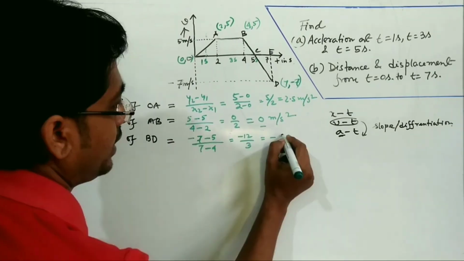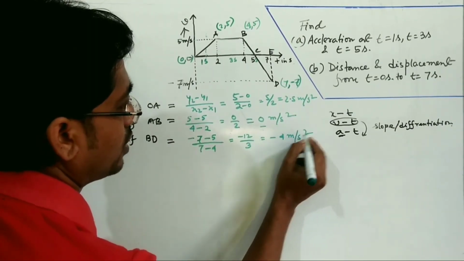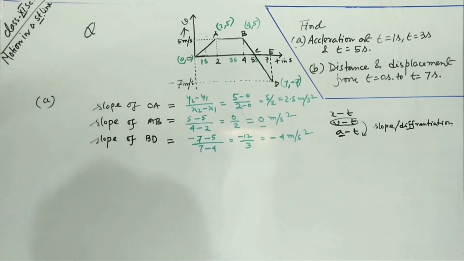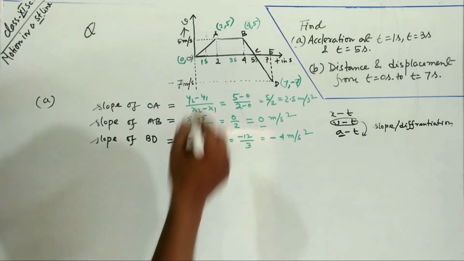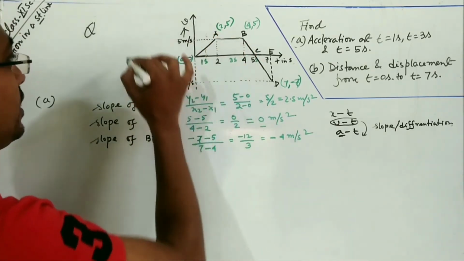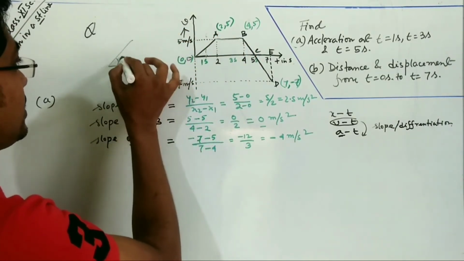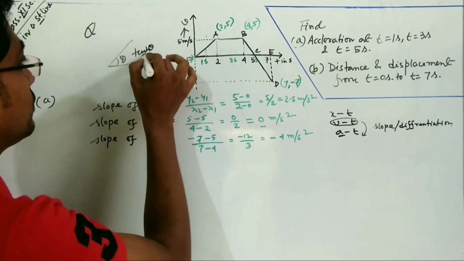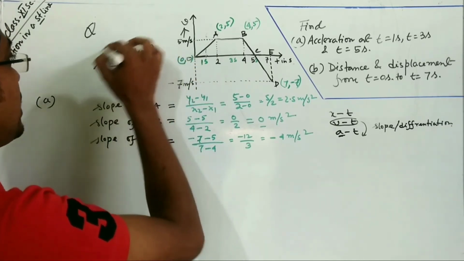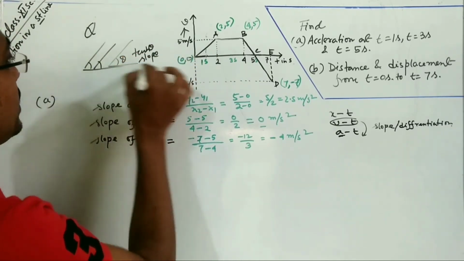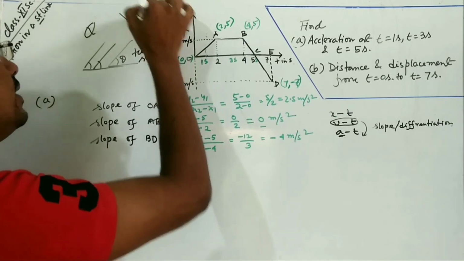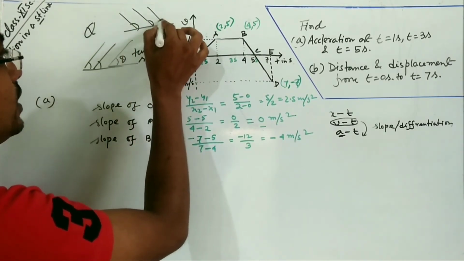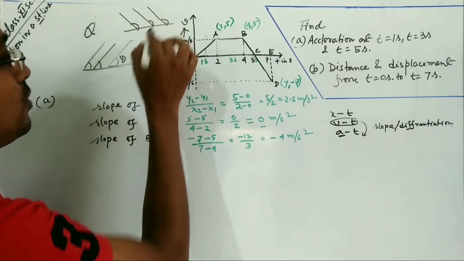Now, the slope of the graph at 5 seconds will be minus 4 meters per second square. You can see the minus sign came here. It is due to the fact that if the lines in the VT graph are like that, this is a theta, and tan theta will give you the slope. This type of line makes a positive angle with the t-axis. If the line is like this, it makes an angle greater than 90 degrees with the t-axis. That's why the slope will be negative.